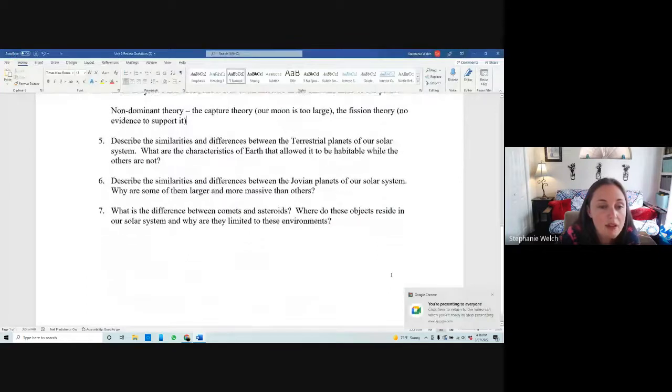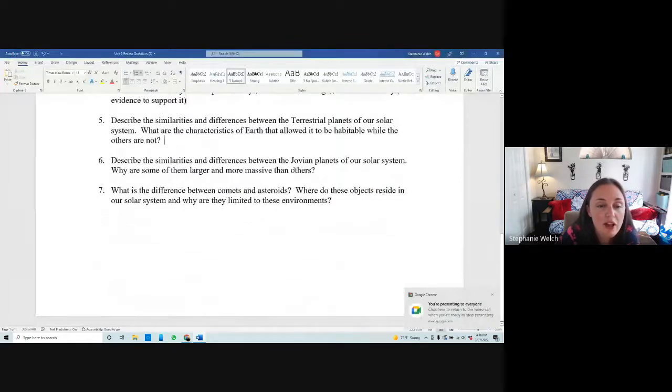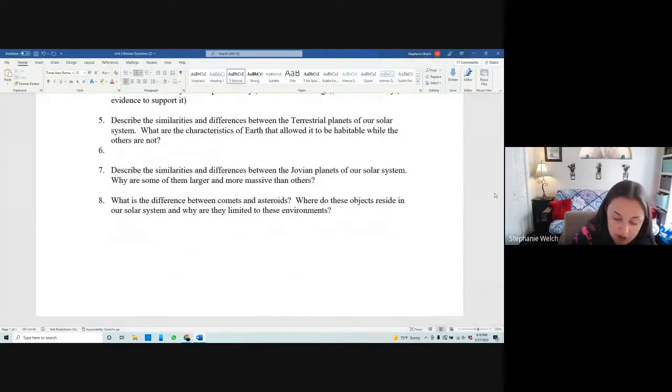Okay, the next question, question 5: describe the similarities and differences, so it's a loaded question, between the terrestrial planets of our solar system. What are the characteristics of Earth that allowed it to be habitable while the others are not? So two separate questions. It's basically just, almost everything from lecture 14 can be crammed into this question in some sense. Now, I don't think we're going to try to cram everything into it. I'm just saying theoretically you could.